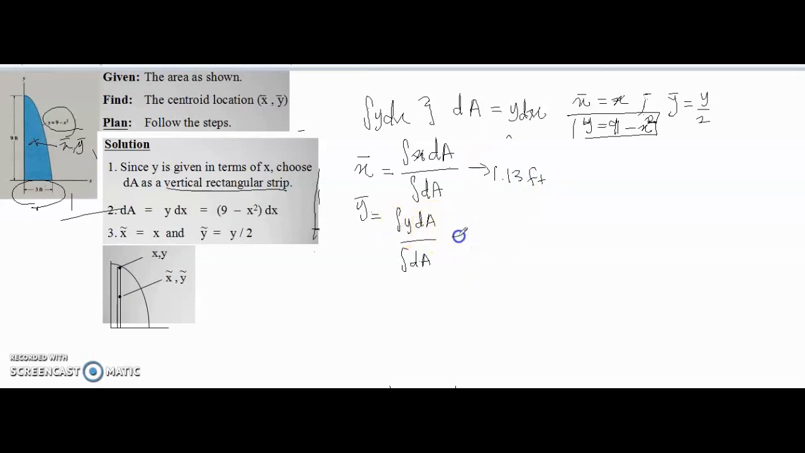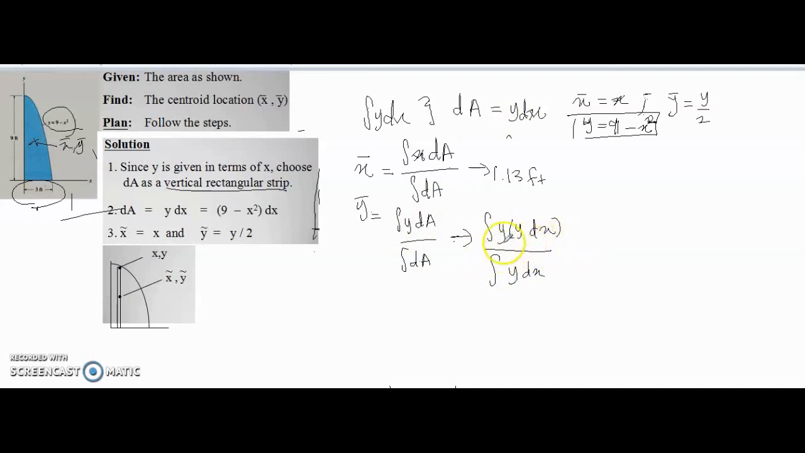This one is equals to integration of y dA. You already decided to take the changing of the x because you chose the vertical rectangular strip. So for a vertical rectangular element, we need to choose the differential of x. So this one becomes dA is equals to this one. So integration of y dx over integration of y dx.